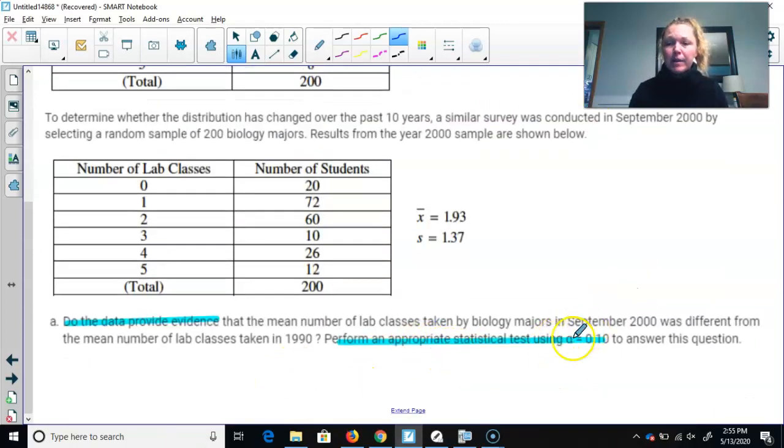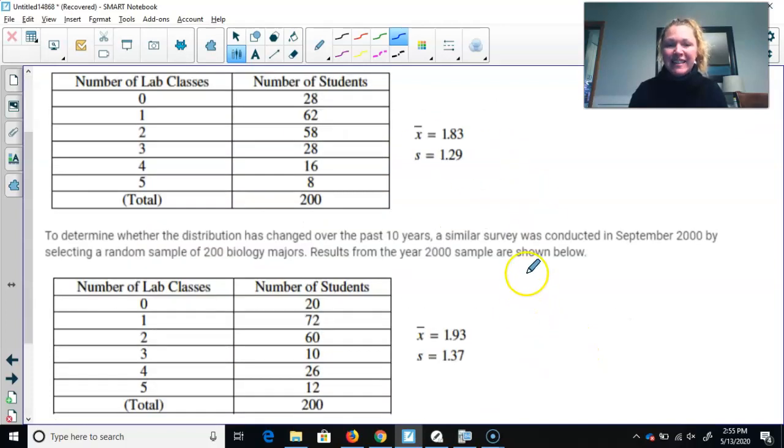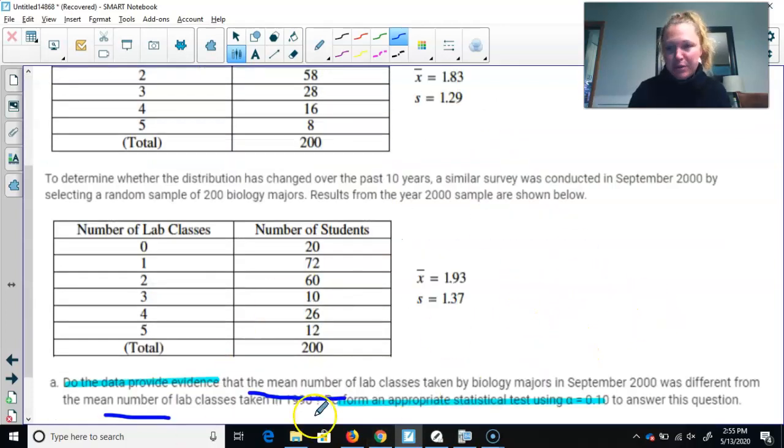I'm going to look at the mean number of classes in September of 1990 versus September of 2000. And they give us that alpha there. That's a big yes. If they don't give us an alpha, we talked about what that is. That's 0.05. So again, what am I doing right here? I'm just showing you different ways that are going to ask you questions on the test, based off of questions that have been written by the College Board.